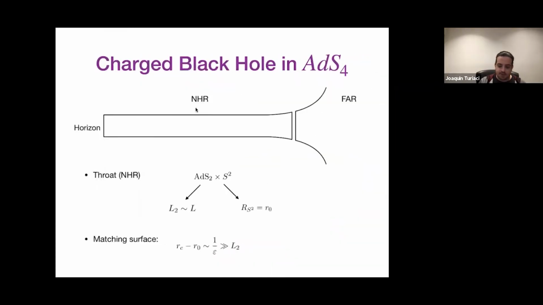So this is the picture of how the geometry looks. We have the faraway region that is gluing to AdS4 that we can treat classically. And then we have the throat that we treat quantum mechanically in the near horizon region. We have an AdS2 with an AdS2 radius that is related to the AdS4 radius. If you had a black hole in flat space, then this L2 would be proportional to Q, but in AdS4 it's a little different. And an S2 with size R0. We do the matching at some radial distance RC, which is very large compared to the AdS2 radius.